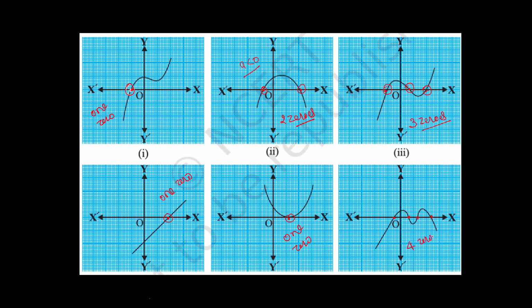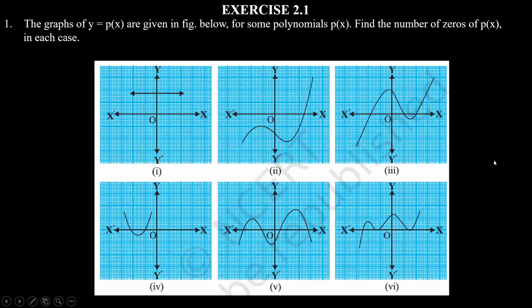So at least one question you will get like this. On the basis of a graph, maybe a graph will be given, and you have to find how many solutions it has, that is, how many zeros. Now we are going to see exercise 2.1.